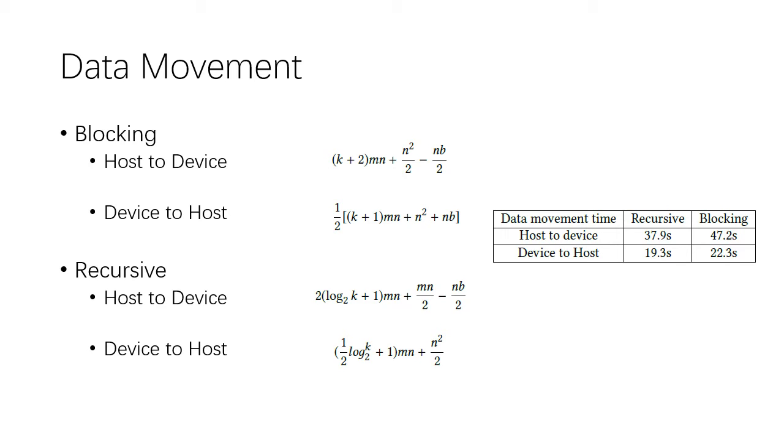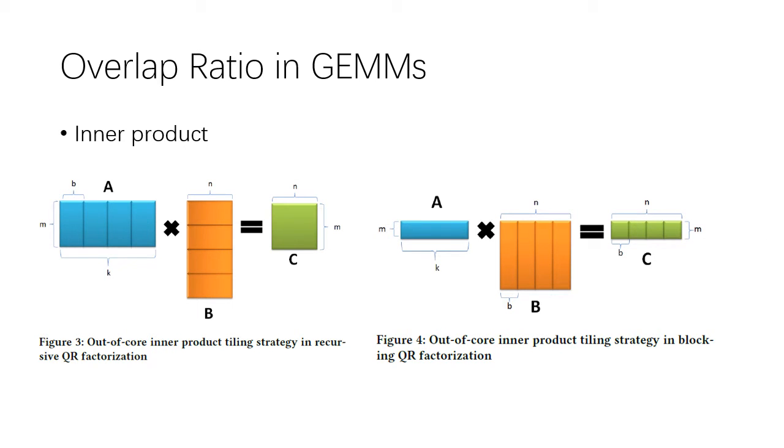We also did an experiment on this. The table shows the overall time consumption when doing out-of-core QR on GPU. We can find that the blocking algorithm spends more time on moving the data. The second thing is the overlap ratio. We know that recent GPUs support concurrent computations when moving data. This means if the time cost of the computations is larger than the time cost of moving the data, then the entire computation will be computing dominated, and this is what we want.